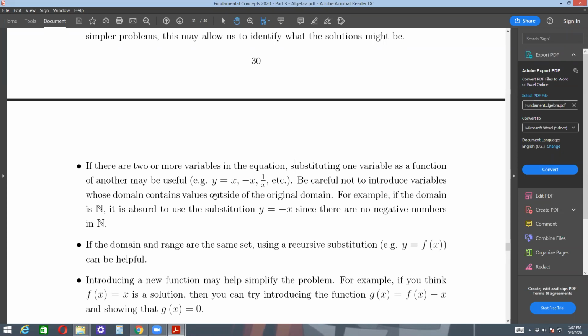So for example, you could substitute things like y is equal to x, or y is equal to minus x, or y is equal to 1 over x, but you can only use 1 over x if it's real numbers you're looking at. For example, if it's integers, it doesn't make sense to do this because that is not really valid. If it was positive real numbers, then substituting y as minus x also wouldn't make sense because you can't have negative numbers in there. If you use y as minus x, then basically if x is positive, y would be negative.